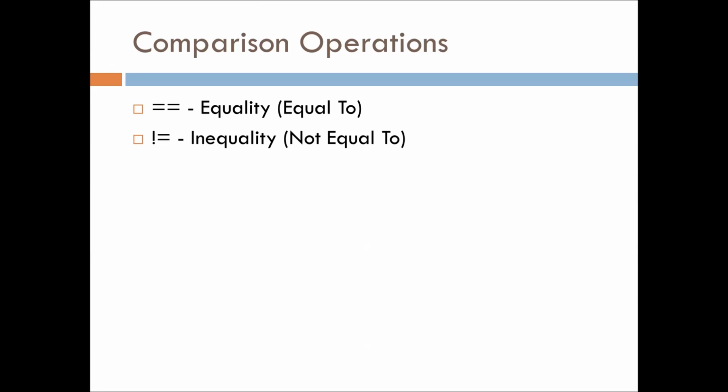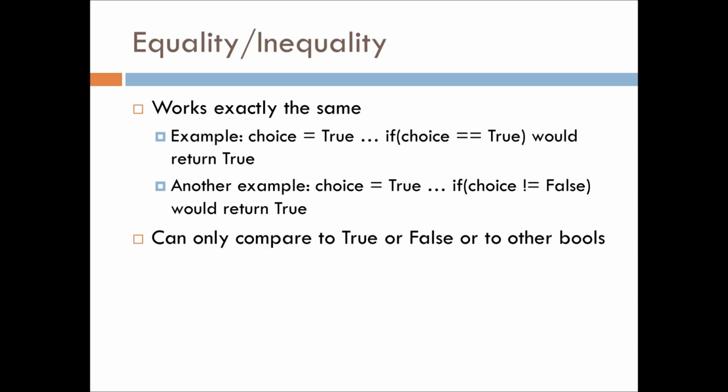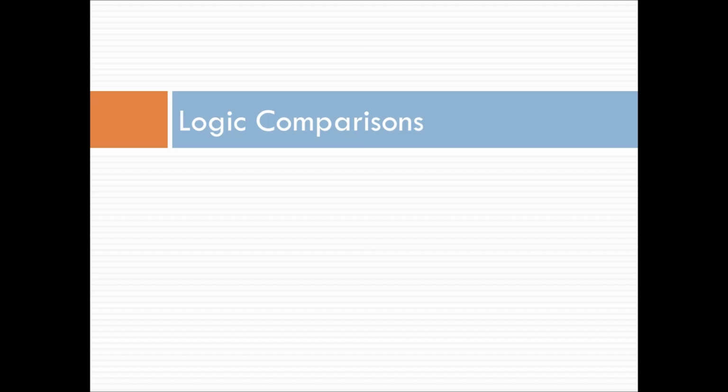So the comparison operators, again, equality, inequality. It works exactly the same. So if we had choice equal to true, and then check to see if it was true, it would return true. Another example, with inequality, we're checking to see if it's false. If it's not false, excuse me, since choice is true, that would return true. And because all comparison operations give truth values, you're only working with truth values, so Booleans are easier to do in variable comparisons.